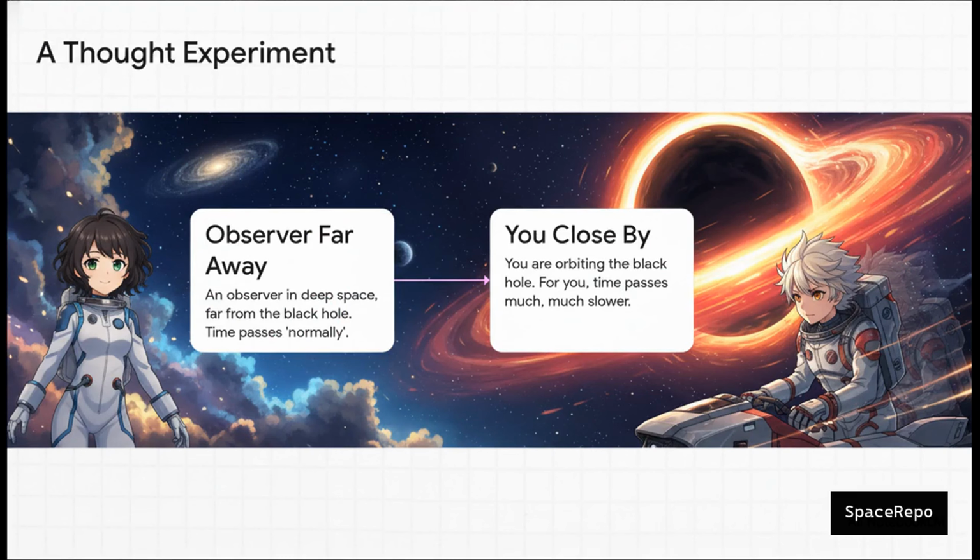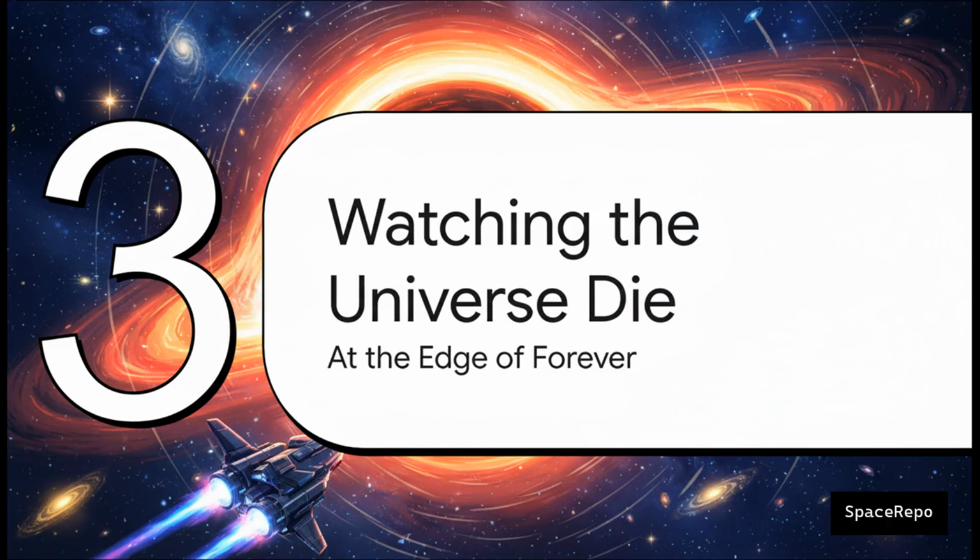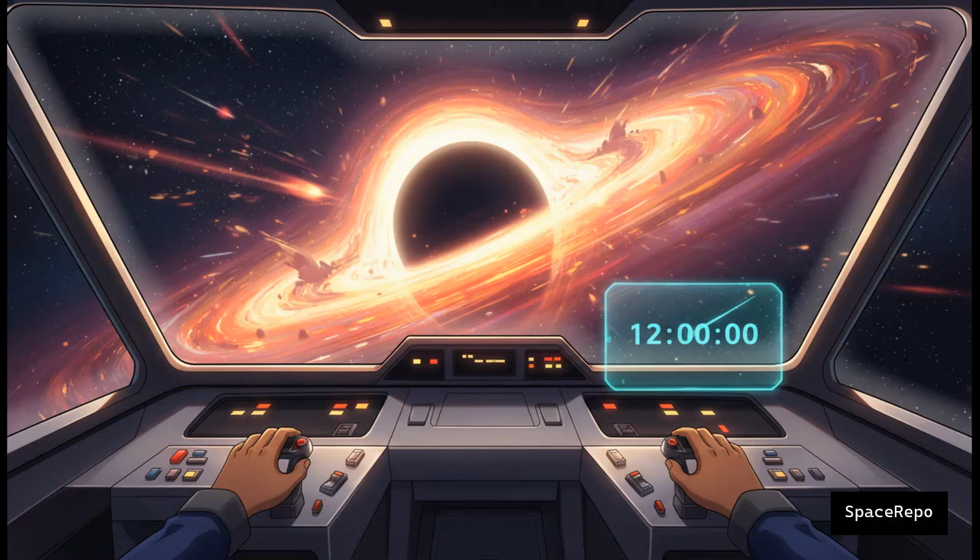Let's run a quick thought experiment. Imagine your friend is just chilling out in deep space, far away from any major gravity. Their clock is ticking away normally, but you've decided to take your ship for a joyride, dangerously close to a supermassive black hole. So let's get into the terrifying first-person details of what this would actually feel like. You're in your ship, orbiting just outside the black hole's point of no return, the event horizon. Now this is the really bizarre part. For you, inside that ship, everything feels completely and totally normal.